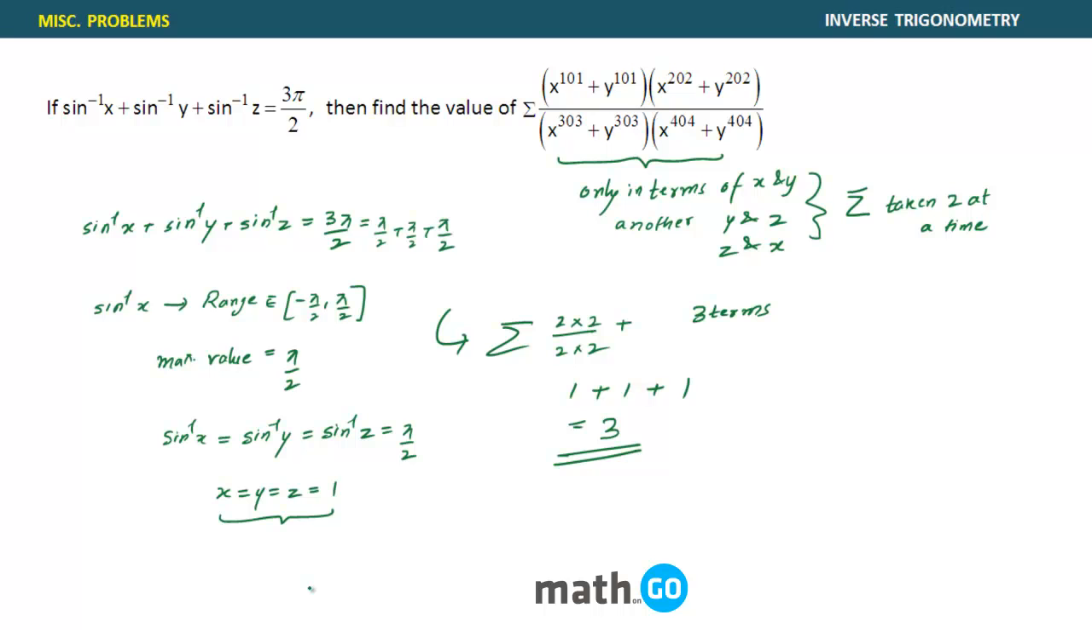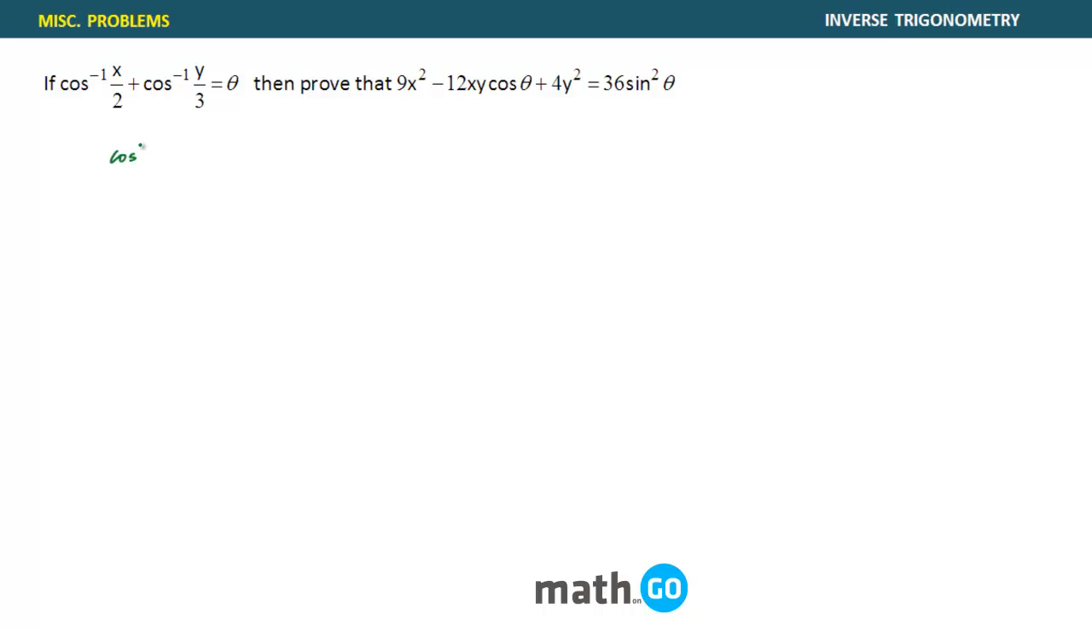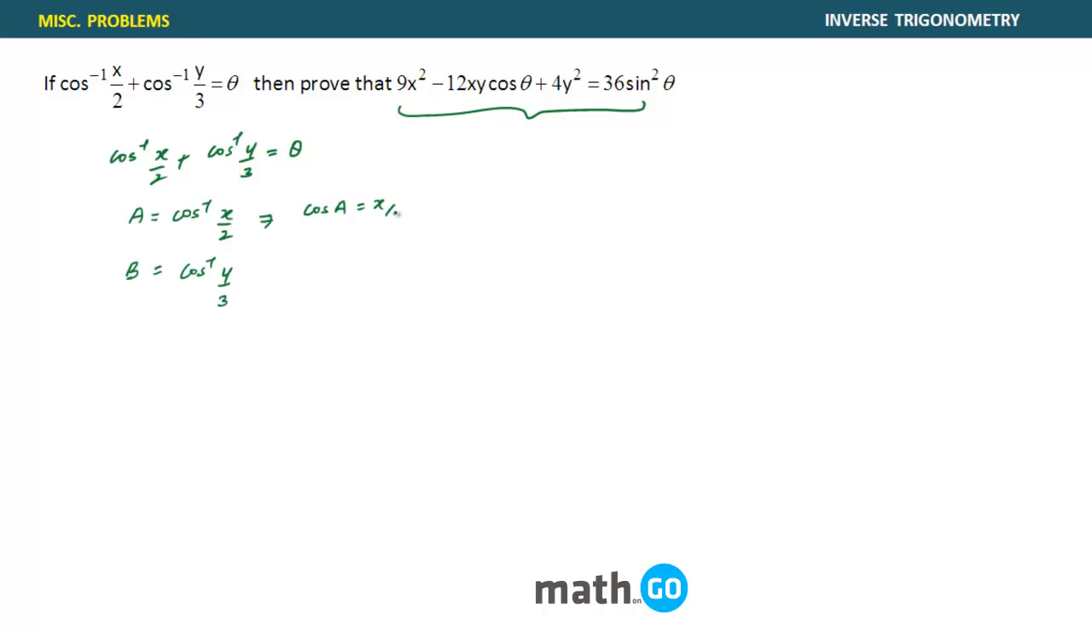That's it. Okay, the next problem says that you are given cos inverse x by 2 plus cos inverse y by 3 equal to theta, and then you want to prove this particular equation that is written over here. So how are you going to solve these kinds of problems? Let's assume that cos inverse x by 2, we know this particular answer will be an angle, so I assume this to be a, and I assume the other angle, that is cos inverse y by 3, to be b. So from here I can say that cos a is nothing but x by 2, and cos b is nothing but y by 3.